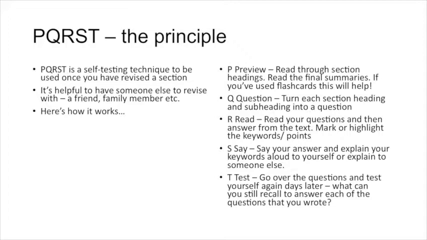R, reading your questions through and then answering from the text and seeing if you can actually answer without referring to the text. You can mark or highlight keywords and points, but you don't have to. You're testing yourself, remember. S, say your answer out loud. Explain the keywords. Talking to yourself is actually, well, in some cases it's the most intelligent conversation you'll get in the day. But at the same time, it's also a really good way of getting your brain to engage on a slightly different level from the written level. And T is for testing yourself, going over the questions and making sure that you can remember the answers to them days later.